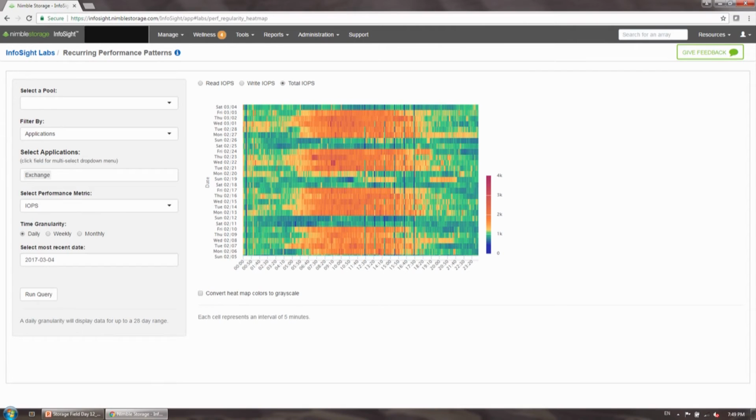So what we're seeing here is that Monday through Friday, we've got a recurring pattern of activity between 5 a.m. and 5 p.m.